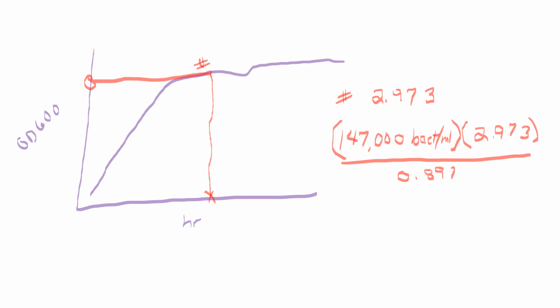Where was the 0.892 from? That was the original number where you got the 147,000. And then the number that you get from that, if those were the numbers you actually had, once again, my little handy dandy calculator.